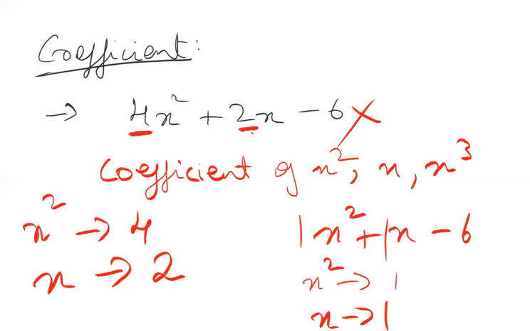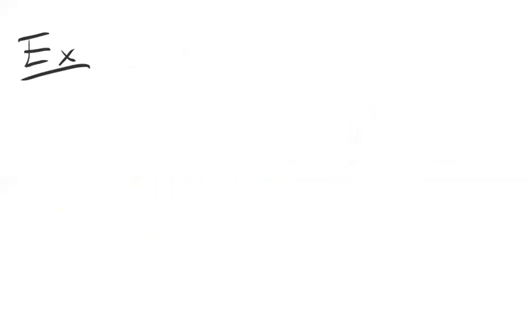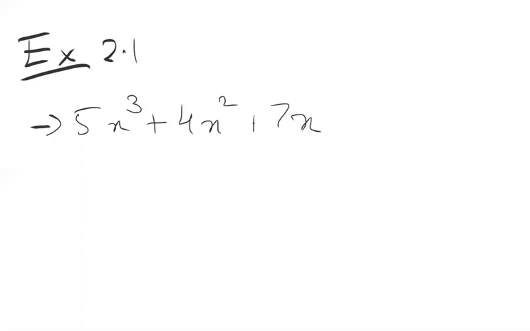Now let's do this question in exercise 2a in the NCERT textbook of CBSE 2.1. Theek hai, write the degree of each of the following. So let's take a question, 5x cube plus 4x square plus 7x. What did I tell you before? Look at the power of x only. The power of x is highest, its power is 3. So the answer will be 3.